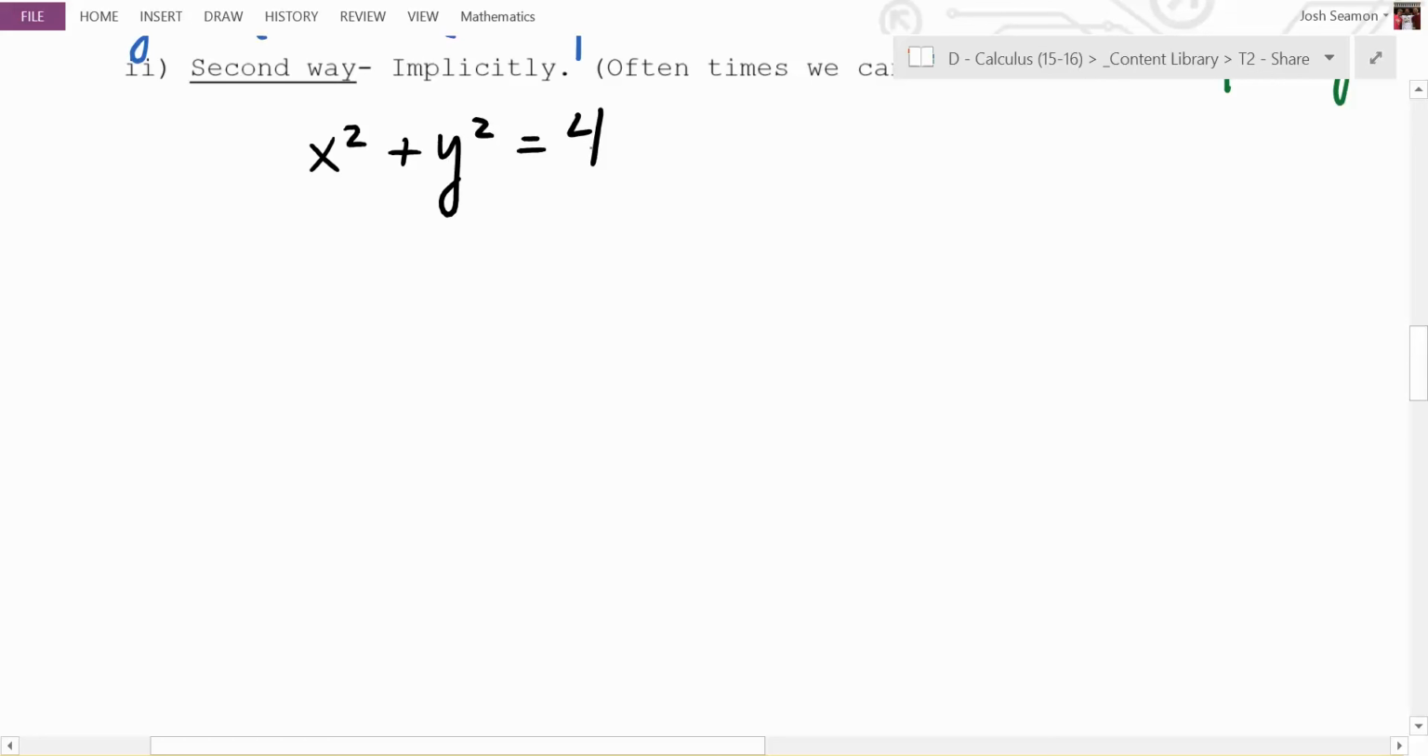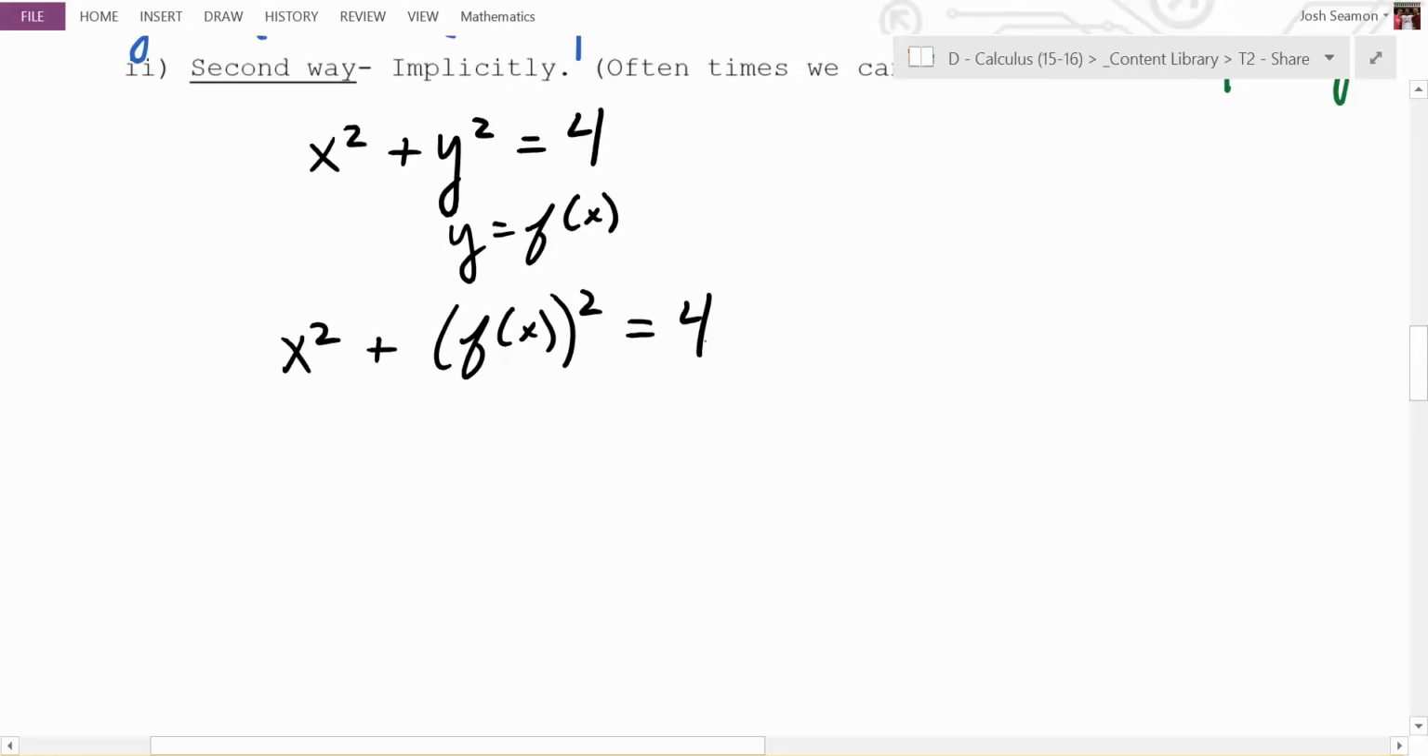And here's how you do it. Let's say we couldn't isolate y, we were stuck. Y is some function of x, but we don't know what it is. So I'm going to say y is equal to some function of x, and I'm going to write it like that. x squared plus f of x squared is equal to 4. We don't know what function it is, but we're going to write y equals f of x just for notation purposes. I like doing this notation.